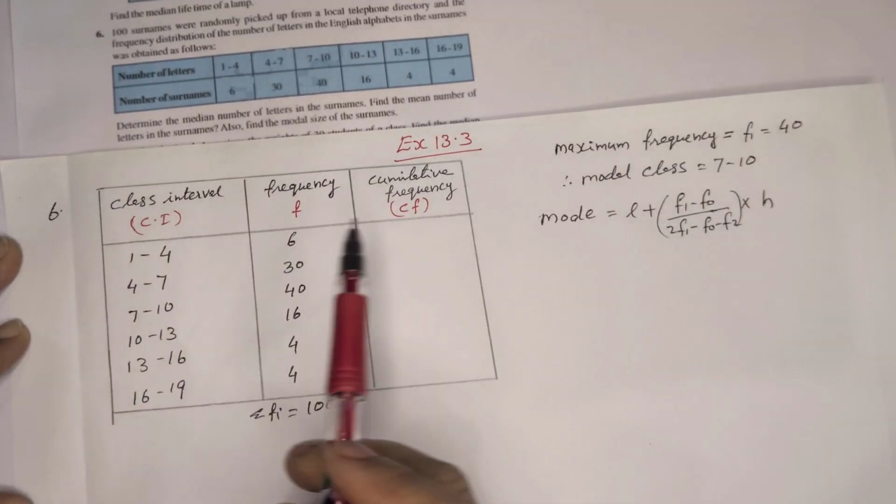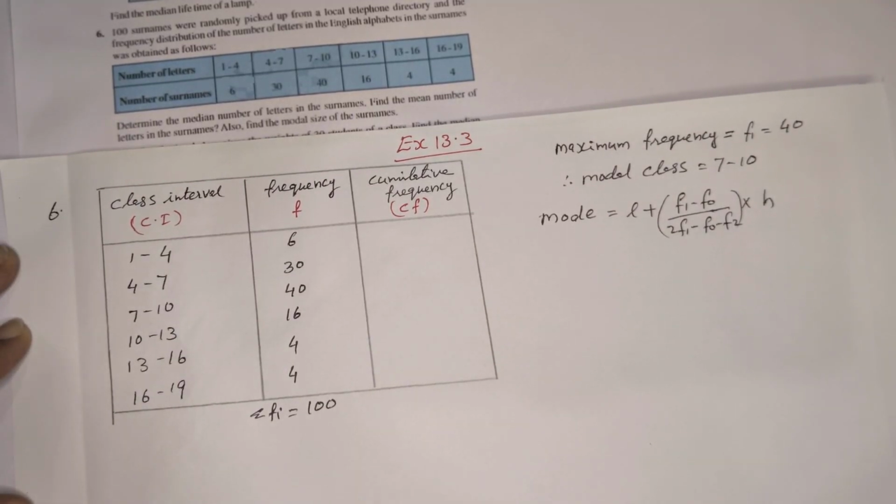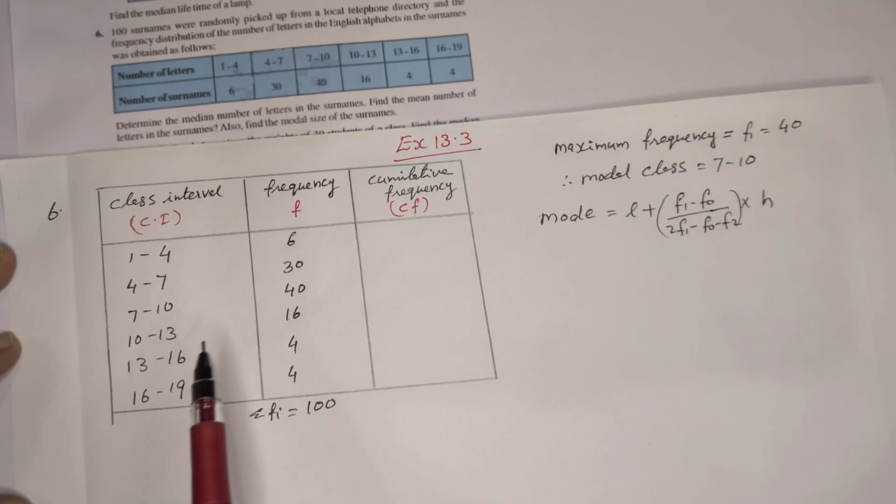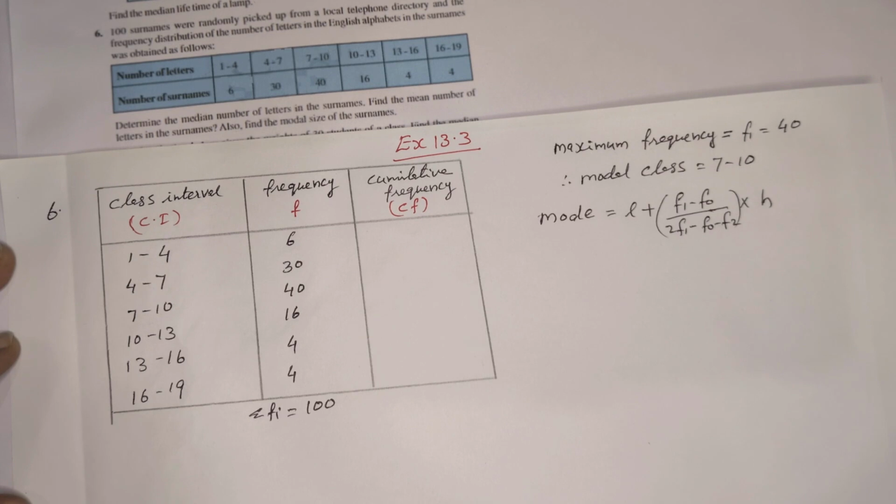Question number 6. 100 surnames were randomly picked up from a local telephone directory, and the frequency distribution of the number of letters in the English alphabets in the surnames was obtained as follows. So number of letters and number of surnames. Determine the median number of letters in the surnames. Find the mean number of letters in the surnames. Also find the modal size of the surnames.